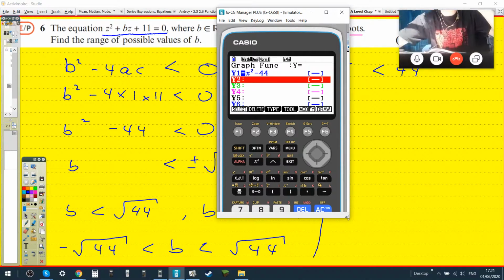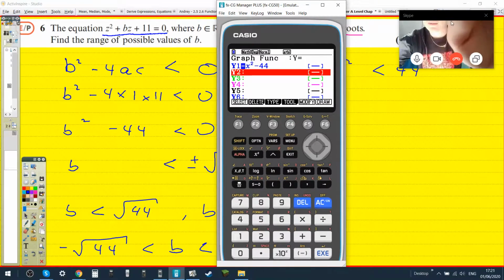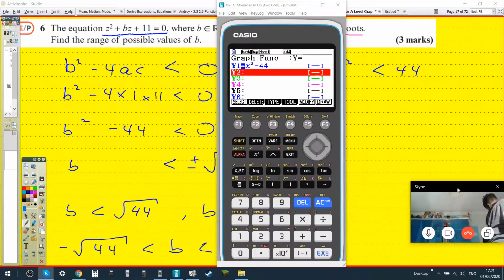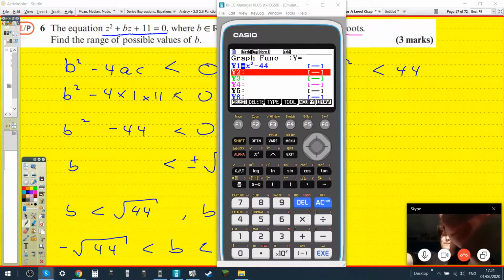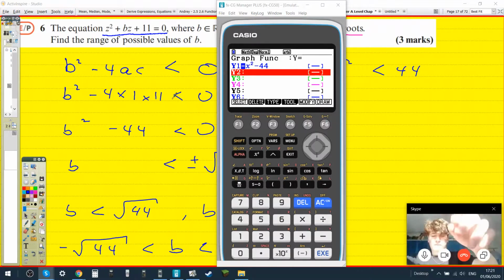Can you see okay? Let me just get a charger. Sure. Okay, this should be better.